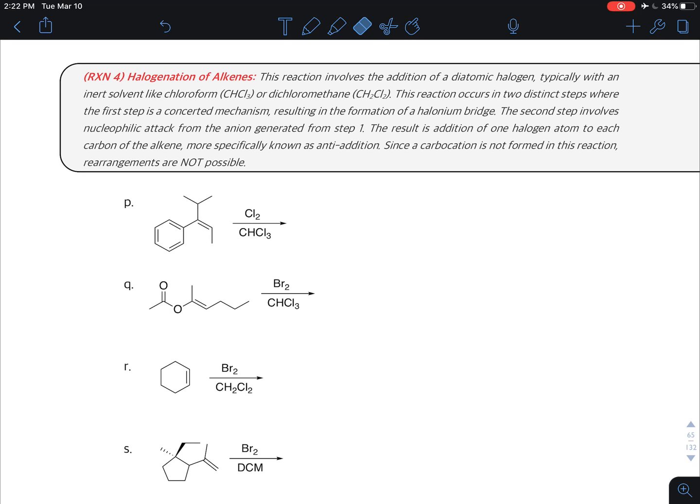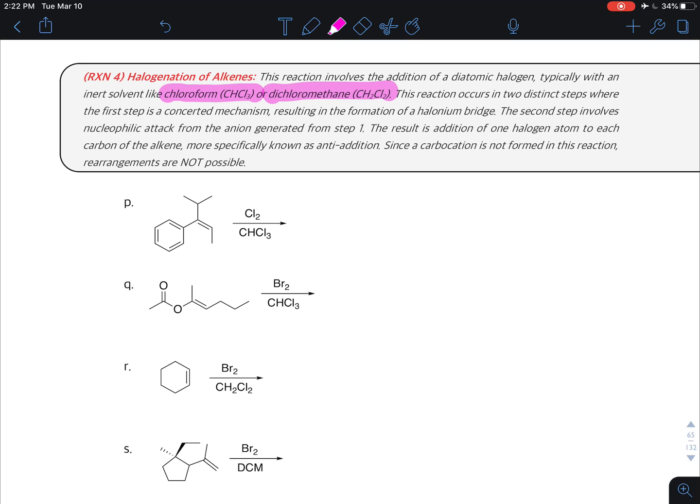So this first reaction is called halogenation of alkenes, and your main reagent is some sort of halogen. We pretty much are only going to see chlorine and bromine in this class. But the other molecule present on these arrows is some sort of inert solvent. In this reaction description we have chloroform and dichloromethane. They're not actually involved in the reaction, but they help bring the chlorine and the bromine close enough in proximity to that alkene to facilitate the reaction. So their role is really just to promote the reaction.